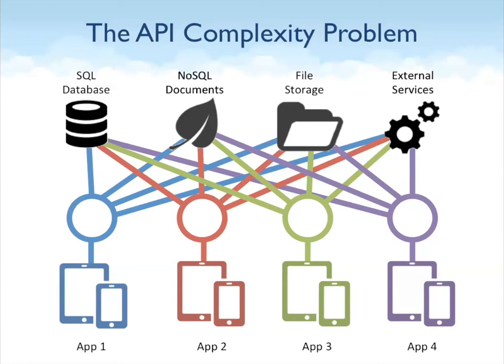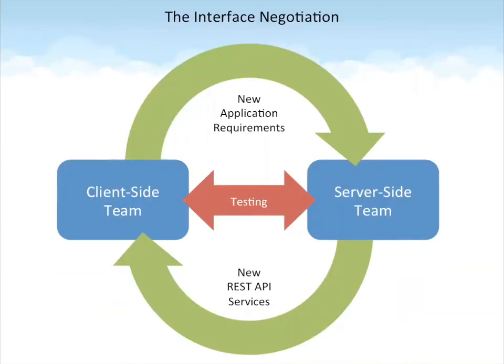And one of the big reasons for that is what I call the interface negotiation. And this is where the client-side team and the server-side team go around and around and around trying to define the API, trying to figure out exactly the right way to do the API, and then also how to test it.